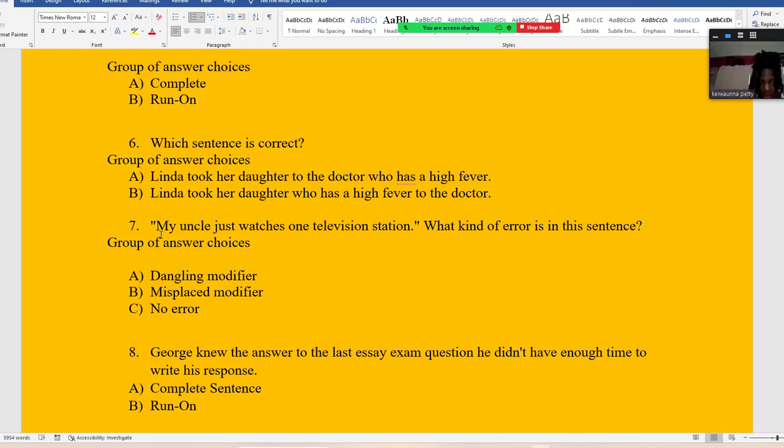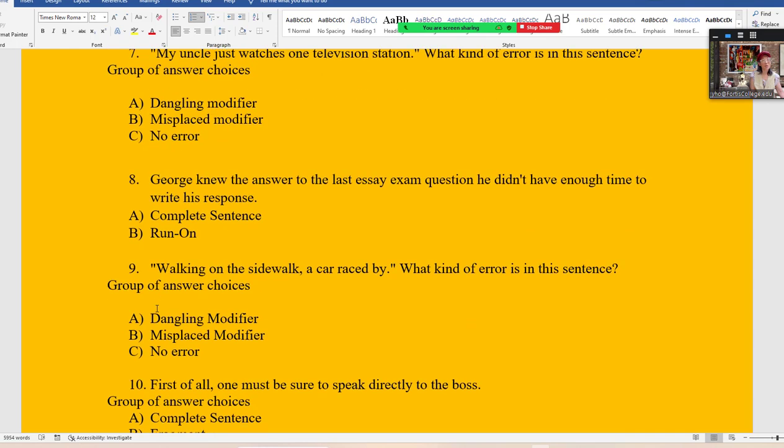Is it a dangling modifier? No, because you've got to move the word. If you've got to move the word, it becomes misplaced, meaning you placed it in the wrong place. George knew the answer to the last essay question. He didn't have enough time to write his response.